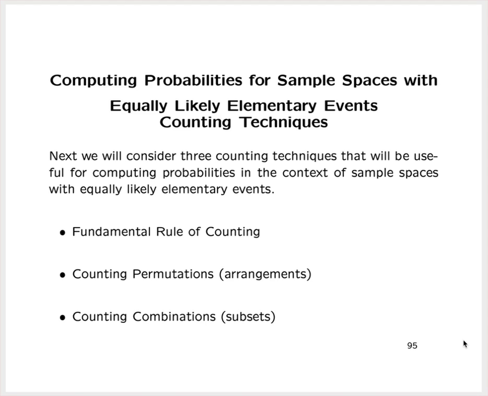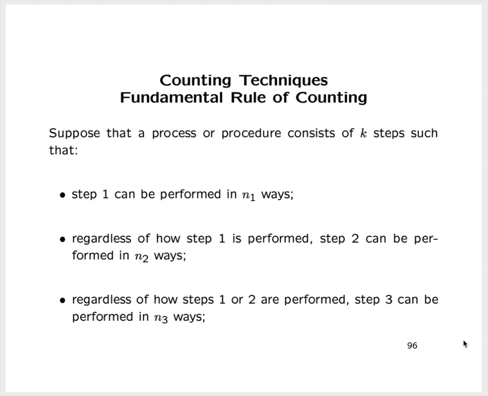There are more counting rules than this, but we're going to get a lot of mileage out of these three counting rules. The first one that we'll consider is the fundamental rule of counting. After that, we will look at how to count permutations or arrangements of objects. And then finally, we'll look at how to calculate combinations of objects or subsets of objects. And then in all of this, we're going to be combining these different rules based on a particular problem. So let's first look at the fundamental rule of counting.